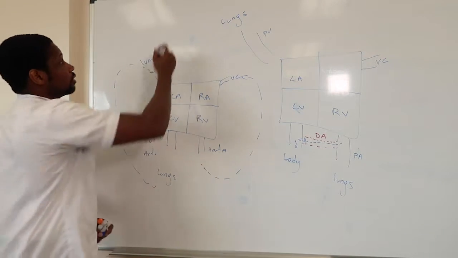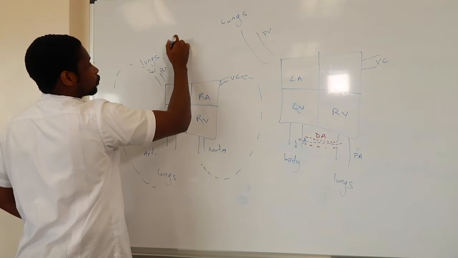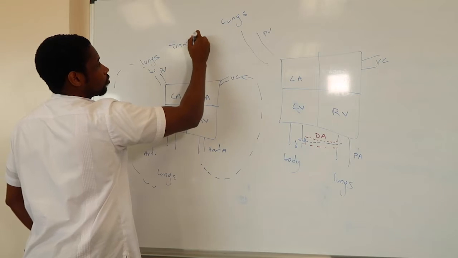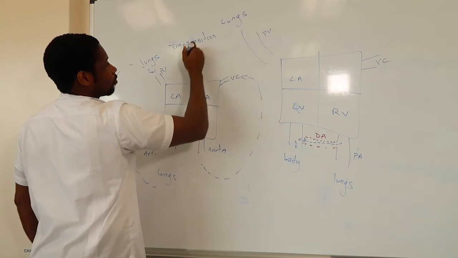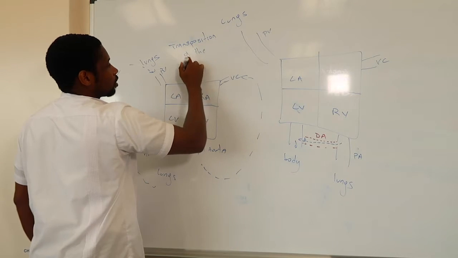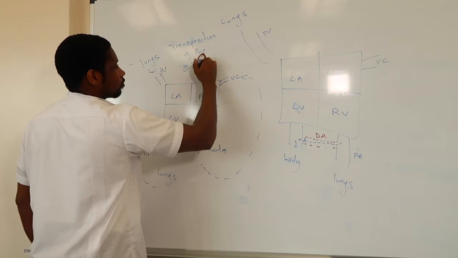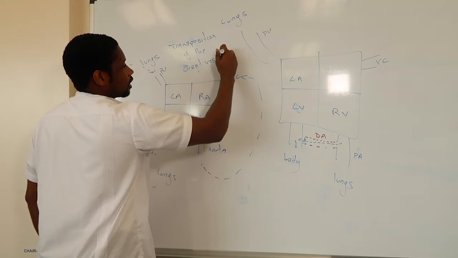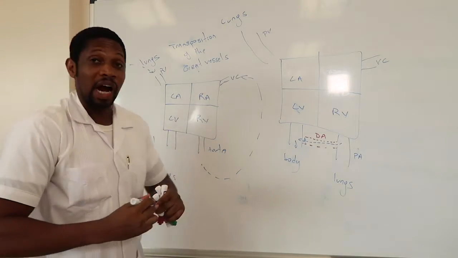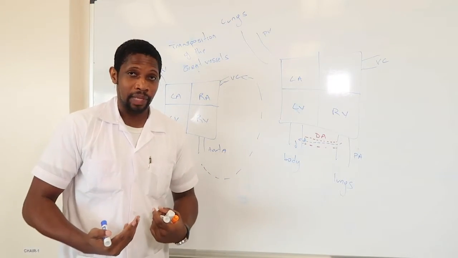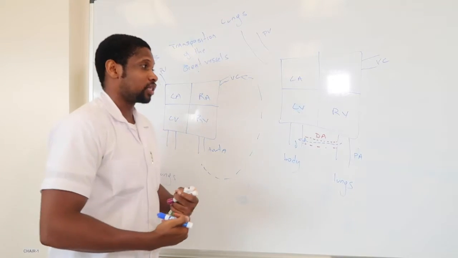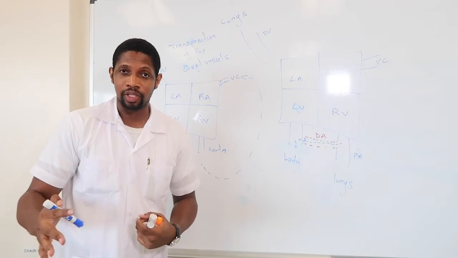This is called transposition of the great vessels. It is, of course, a cardiac surgery problem, and it does occur. It is also in diseases like tetralogy of Fallot. We also worry about that one as well.